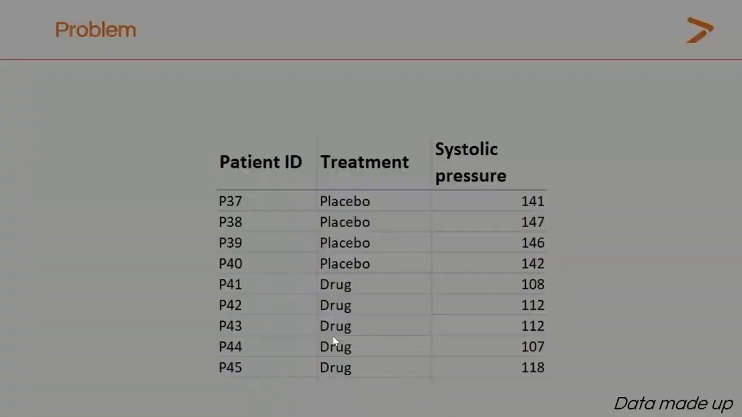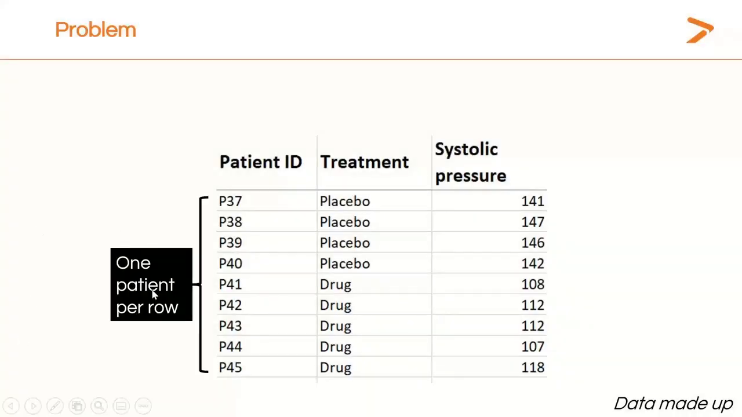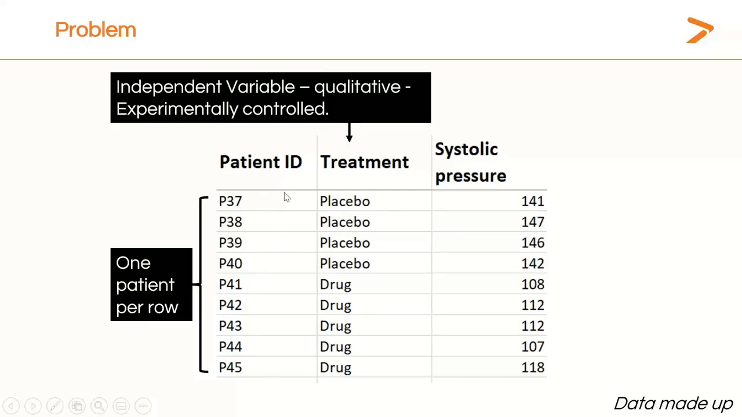So this is our main question. This is how the data looks. Once again, you have 1 patient per row. The data are made up. Then we have the independent variable, which is drug administration.